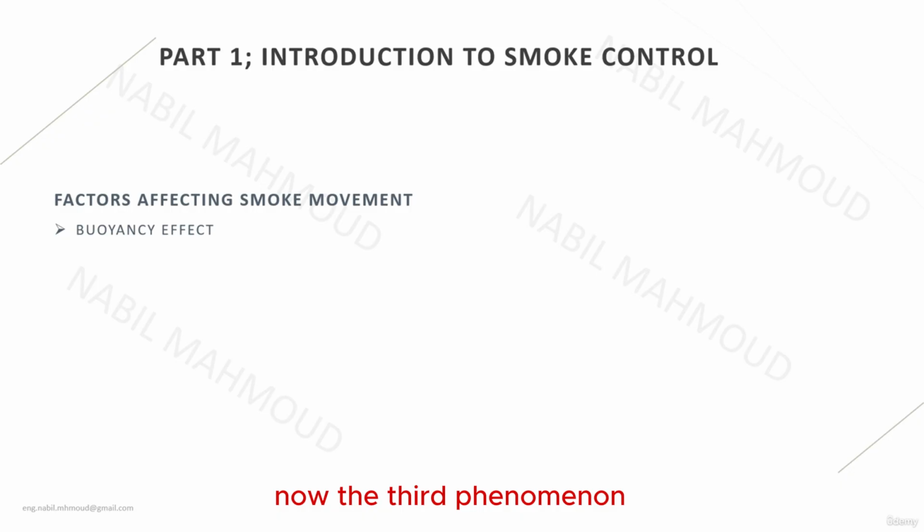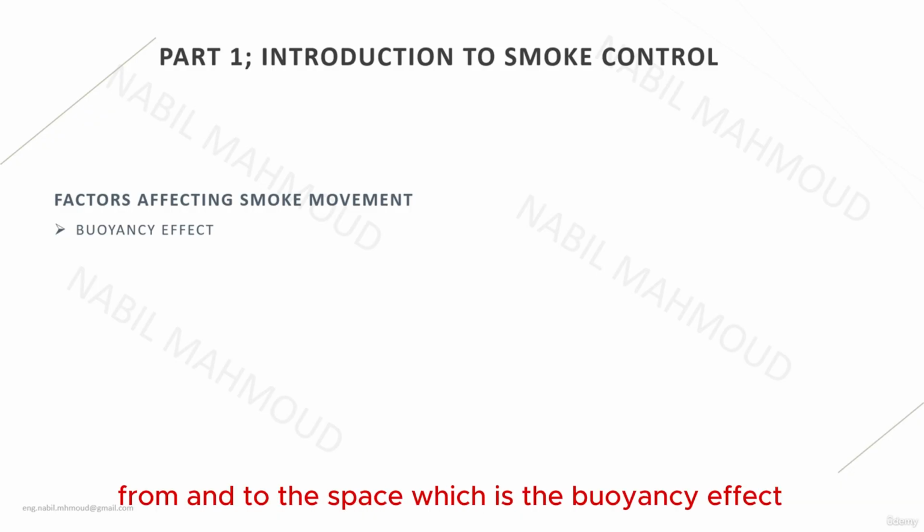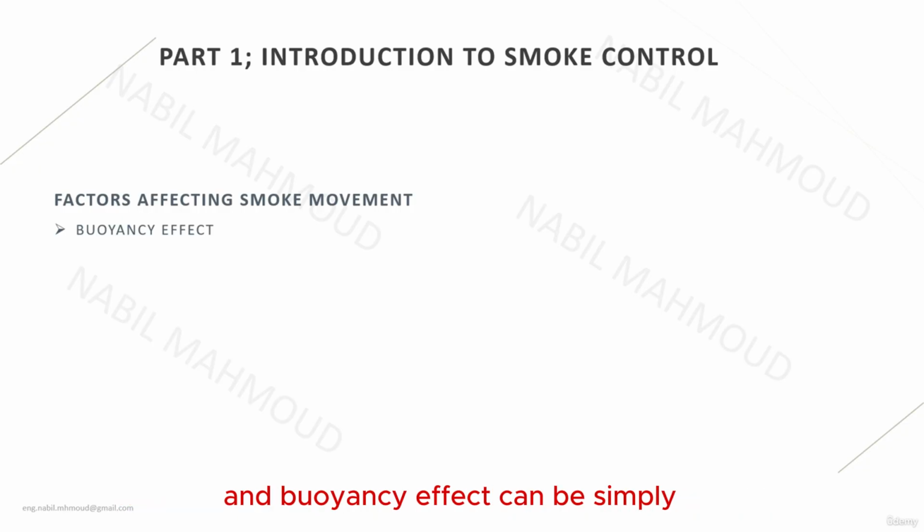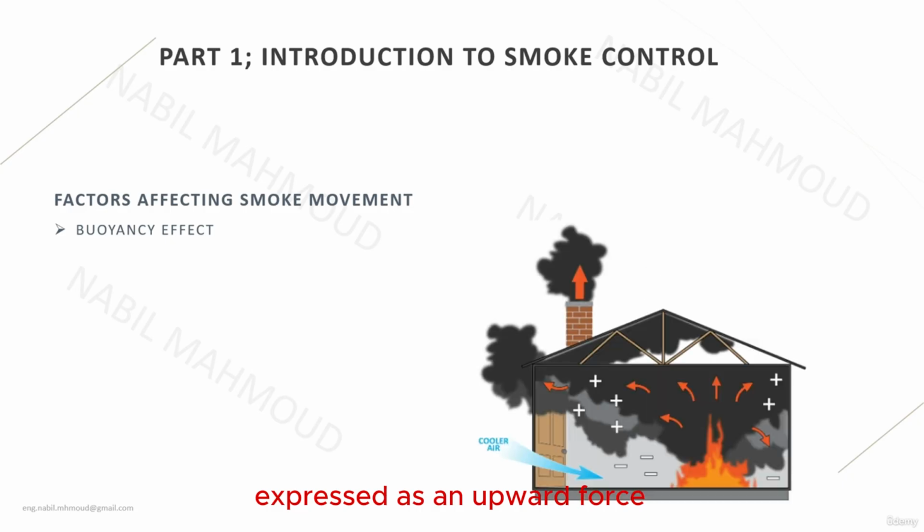Now, the third phenomenon, or the third factor affecting the smoke movement from and to the space, is the buoyancy effect. And the buoyancy effect can be simply expressed as an upward force. This upward force is driven by the temperature difference between two gases. One of them is cold and one of them is hot. The hot gas will flow upward because it has a lower density, while the cold gas has higher density, so it will be relatively heavy, and it will stay at the lower portions of the building.